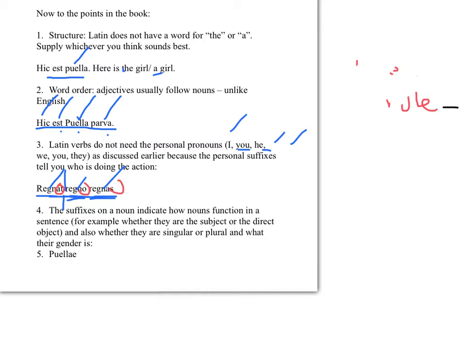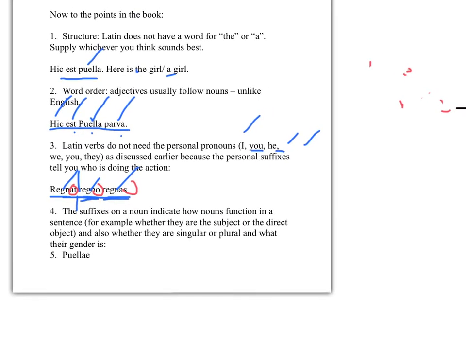The fourth point in the textbook is that the suffixes, that's the part of the word that goes on the end of another word, or the stem or theme. The suffixes on a noun indicate how nouns function in a sentence. For example, I've already made this point, whether a noun is the subject or the direct object of the sentence is indicated by its ending, just like a verb. And whether or not nouns are singular or plural are also indicated by their ending.